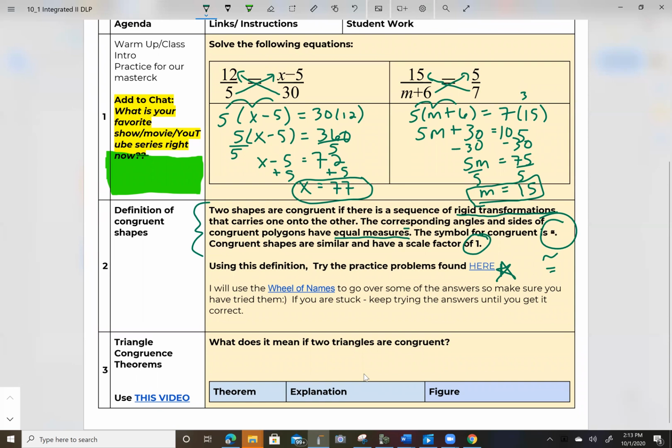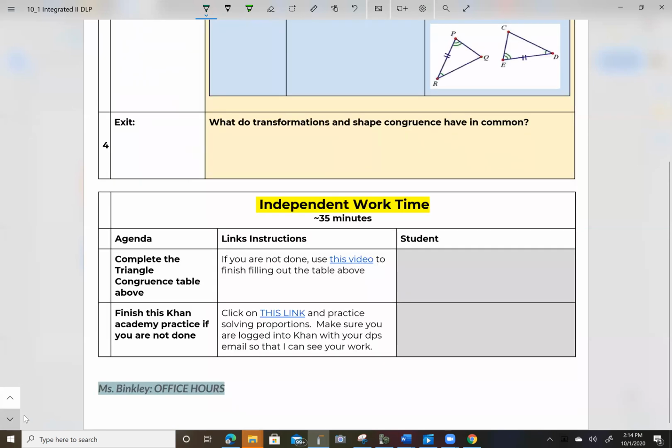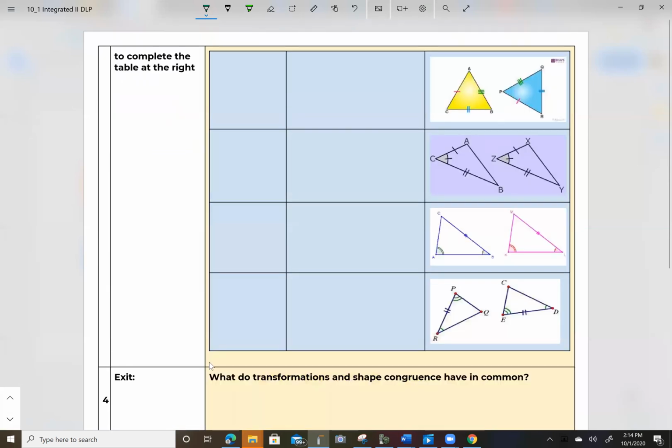Then, please, for number 3 on our launch pad, watch this video and use that video to fill out this table. I will give you the first one. The first one is the side, side theorem.